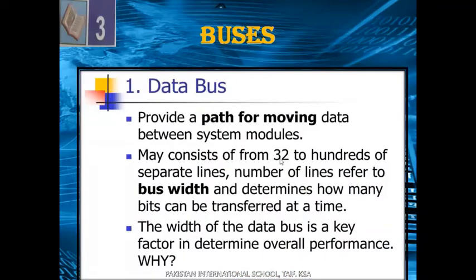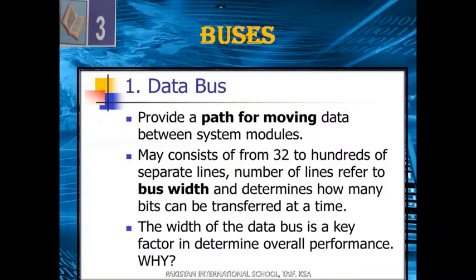So here, the first type of bus is the data bus. The data bus provides a path for moving data between system modules. It may consist of from 32 to hundreds of separate lines. The number of lines refers to the bus width and determines how many bits can be transferred at a time. The width of the data bus is a key factor in determining overall performance.